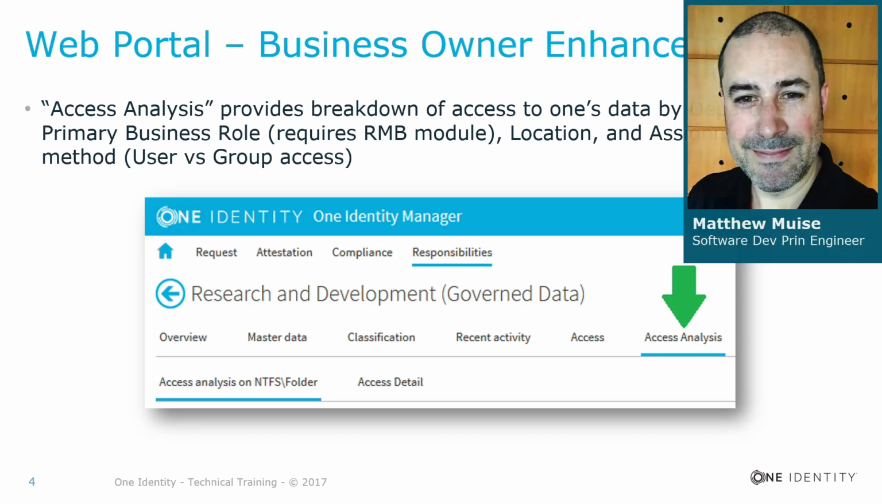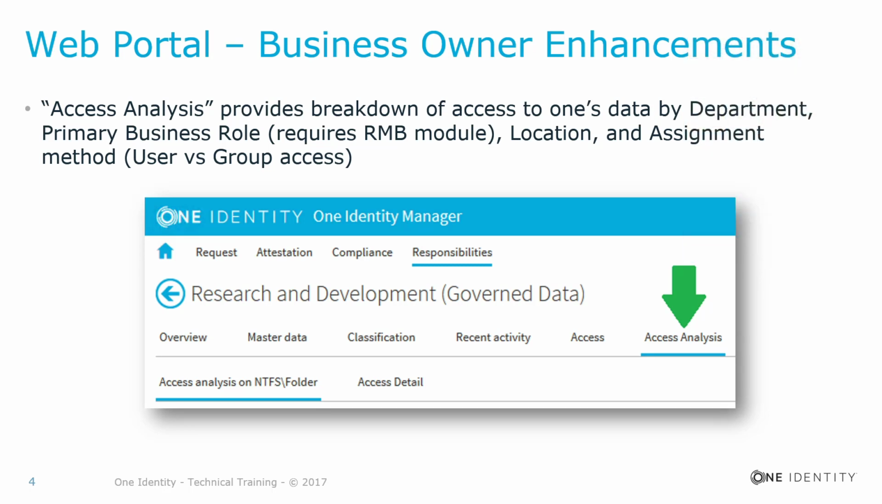In DGE 8.0, we've made a few changes in the web portal, particularly for the context of the business owner. So business owner DGE is anybody who owns data, file system share, or a subfolder within one of those shares. And the business owner is somebody who's responsible for approving, denying requests in the IT shop, or periodically attesting to the access that people have to the data. So that's a business owner.